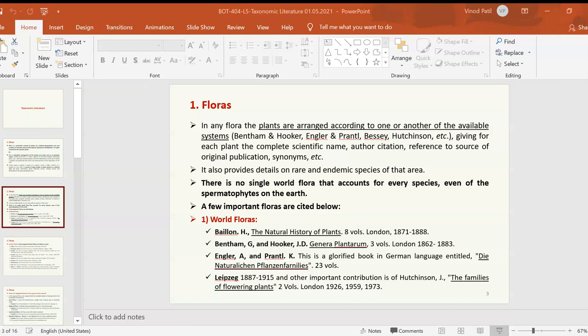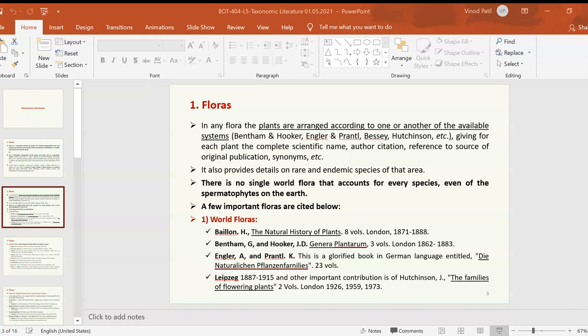Then Bentham and Hooker, Genera Plantarum, the first of its kind, 1862. And then Engler and Prantl. So this is a glorified book in German language entitled Die Natürlichen Pflanzenfamilien. It is written in 23 volumes. So it was a huge work of Engler and Prantl.